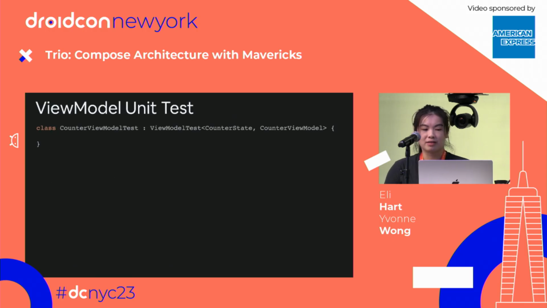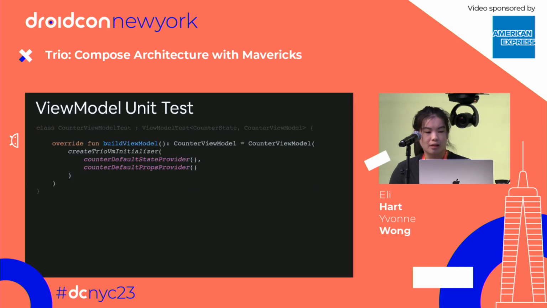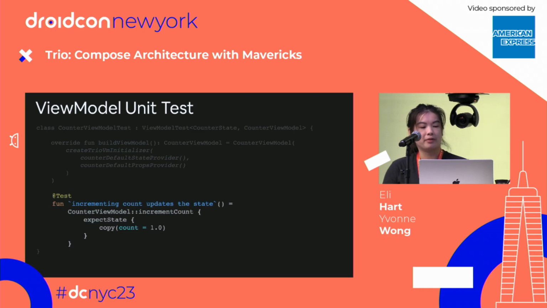Trio provides a robust set of testing frameworks that leverage the mock state. We have a library to make unit testing the view model simple. We define how we want the view model under test to be created. The create Trio VM initializer function helps initialize the view model with a mock state and props from its mock class. The test framework provides a DSL to describe what state change we expect given a view model function invocation. Here, we verify the behavior of the increment count function by asserting that it increments a state by 1.